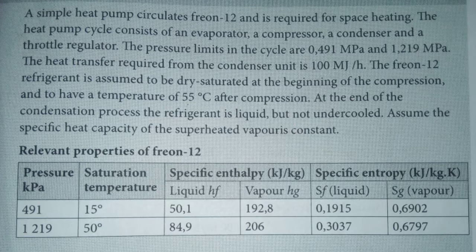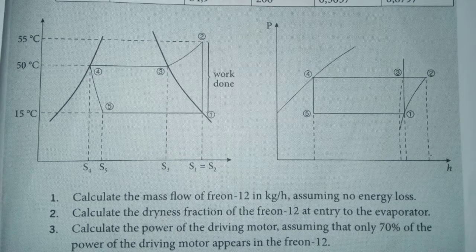The Freon 12 refrigerant is assumed to be dry saturated at the beginning of the compression and to have a temperature of 55 degrees after compression. At the end of the condensation process, the refrigerant is liquid but not undercooled. Assume the specific heat capacity of the superheated vapor is constant, and then from there we are given a table. Fortunately enough, we are also given the two diagrams, and then the questions.